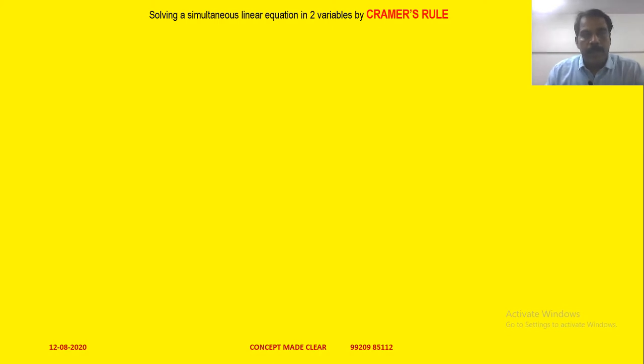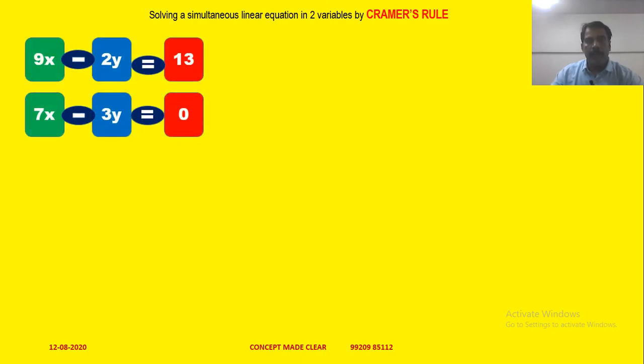Today I am going to explain solving a simultaneous linear equation in two variables by using Cramer's rule. So let's take one example of a linear equation in two variables. The given example is 9x minus 2y equals 13, 7x minus 3y equals 0. Here we can see that there are three columns A, B and C and there are two rows.